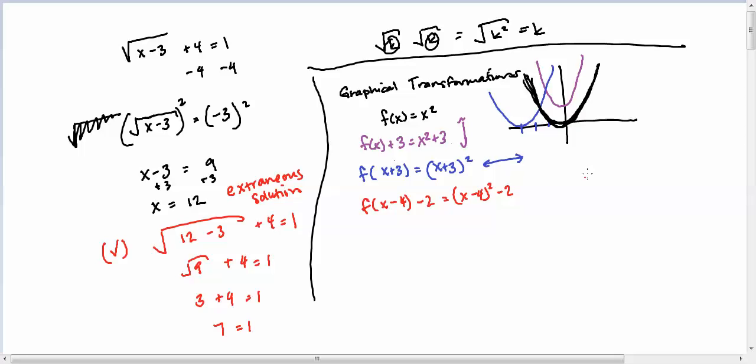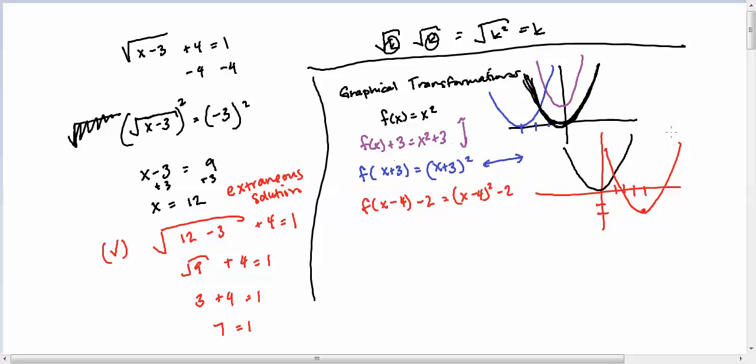I know that, okay, the regular parabola looks like this. And my new parabola is going to be 4 to the right. So 1, 2, 3, 4, and 2 down. 1, 2. So it's going to be the same kind of parabola, just like that.